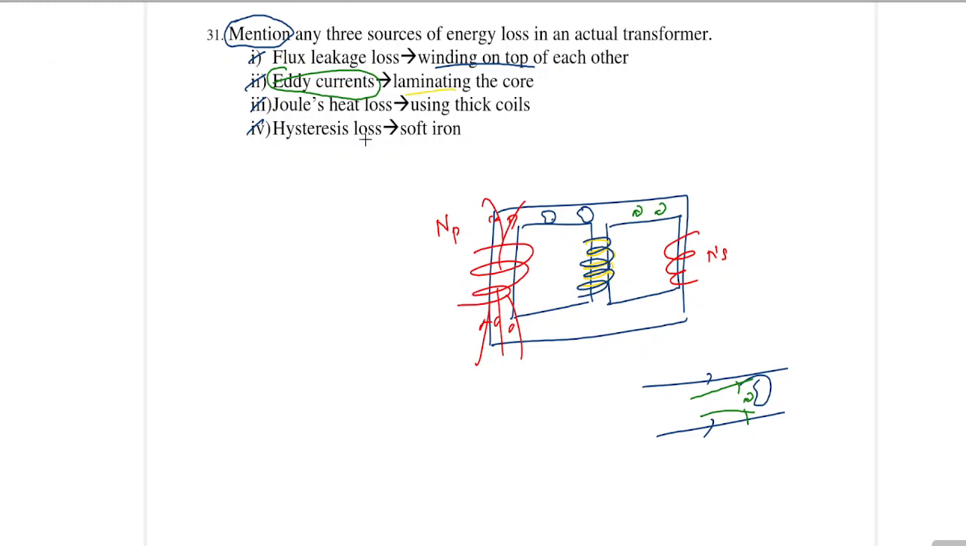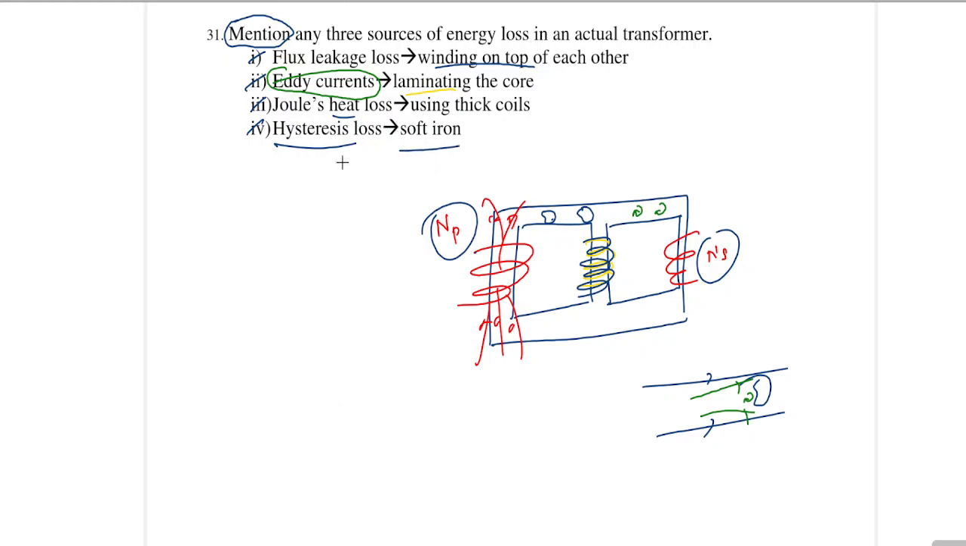Third thing is Joule's heat loss. Now, however good a conductor these wires are, there will be some amount of heat lost. Whether current flows in the primary coil or secondary coil, there will be some heat lost. It is called Joule's heating. This can be overcome by using thick coils so that the heat loss is minimal. Fourth is hysteresis loss. Again, there's no need to understand because it's a big concept. Just learn the name, hysteresis loss, and this can be corrected by using something called soft iron.